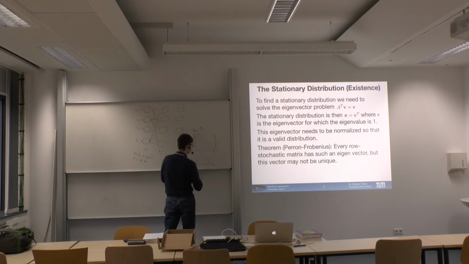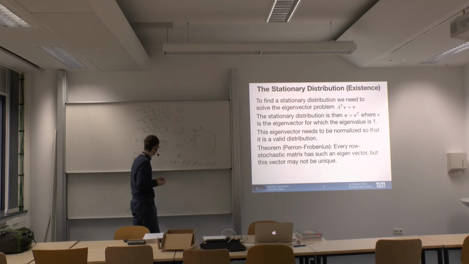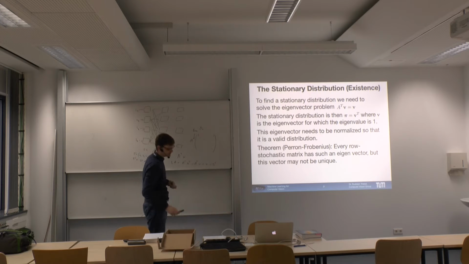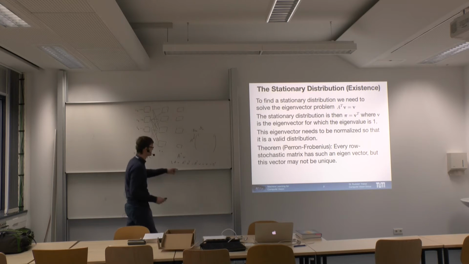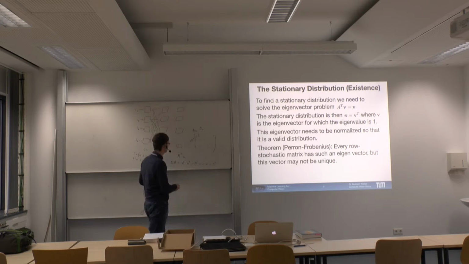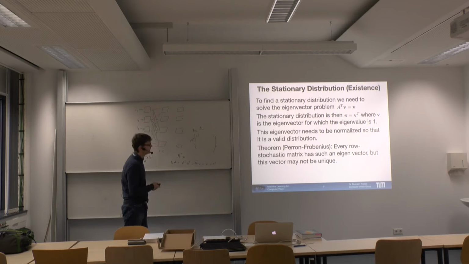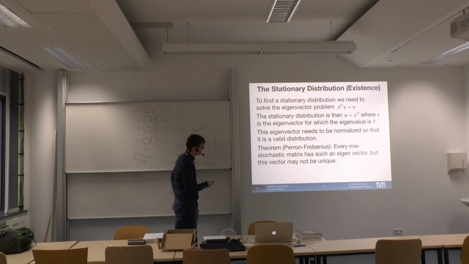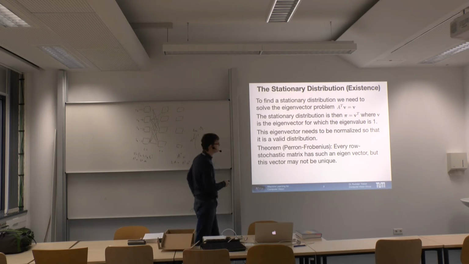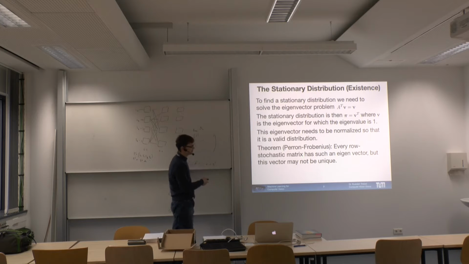V pi T, sorry. Well, that doesn't matter, because in general, this is what we mean, what we want to do, right? We would like to find an eigenvector of A to the eigenvalue 1. And there's this theorem, Perron-Frobenius, that says every row stochastic matrix has such an eigenvector.